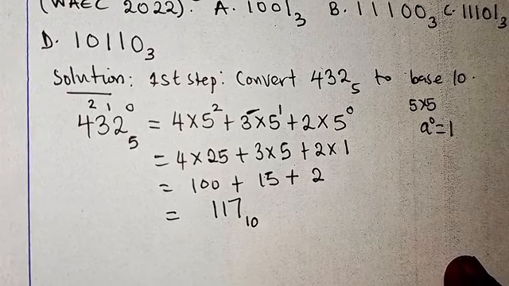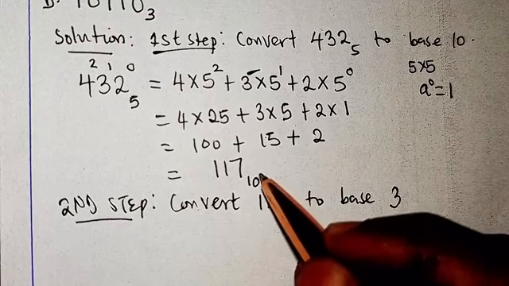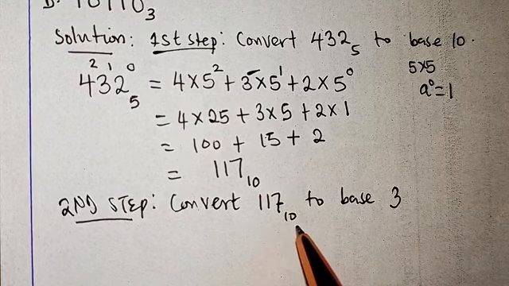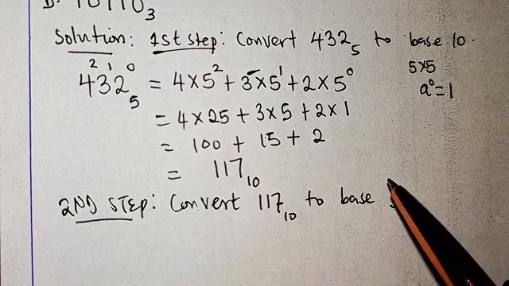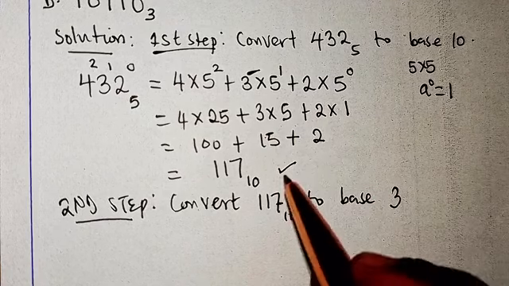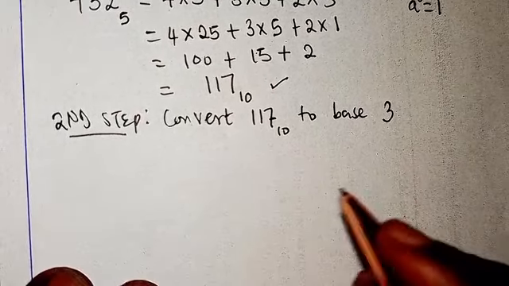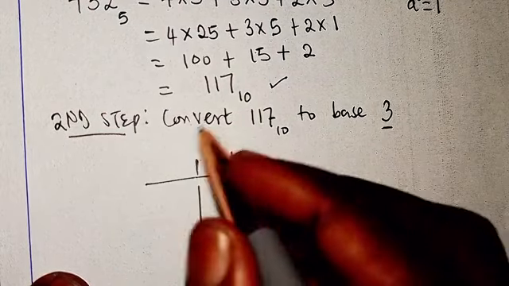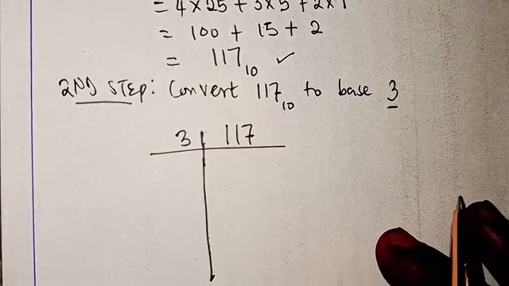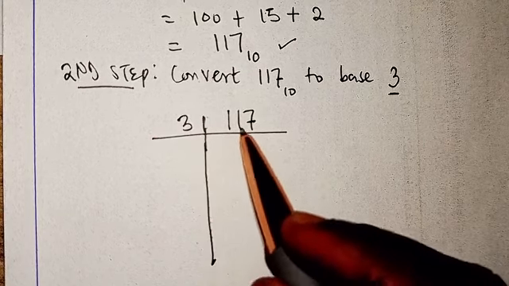So now the second step: this 117 base 10 that we got, we are going to convert it to base 3. Don't forget that we are going to base 3. The first thing you do is convert to base 10, and whatever you get, you convert it to base 3. Since we are converting to base 3, we are going to be dividing by 3, then writing the remainder down. So we are interested in the remainder.